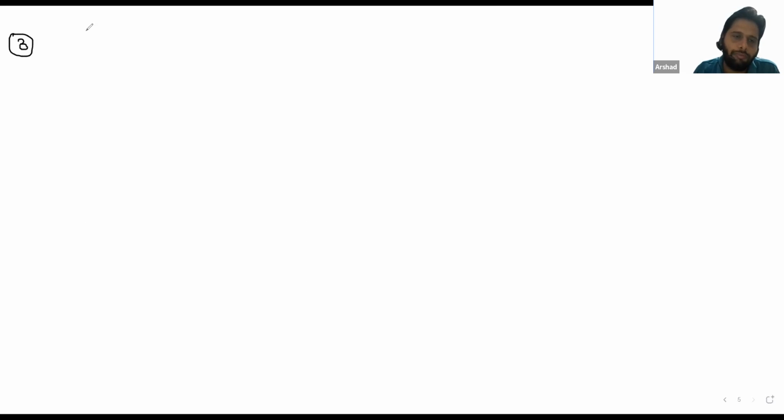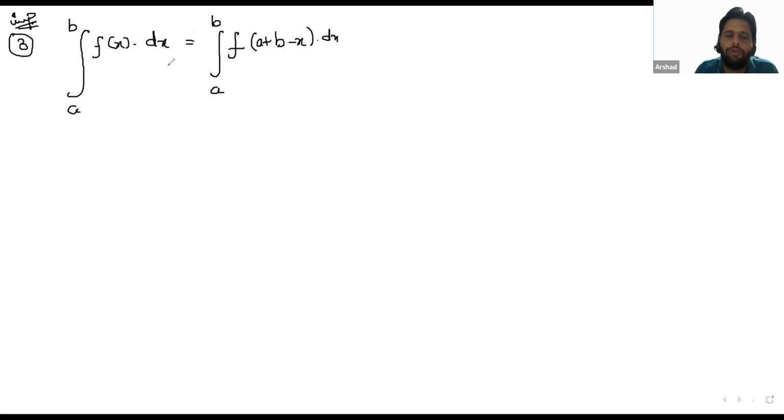Okay. Third property is the integral from a to b. This is very, very important property. Okay. You can normally see questions from this property in your final exams. The integral from a to b of f(x) dx equals the integral from a to b of f(a plus b minus x) dx. So if you have limit a to b f(x) dx, then you can write it like this also, a to b f(a plus b minus x). Both have the same value.